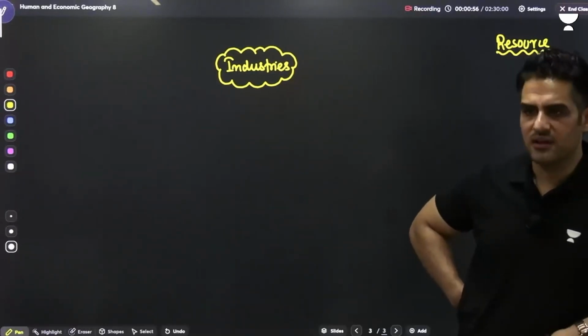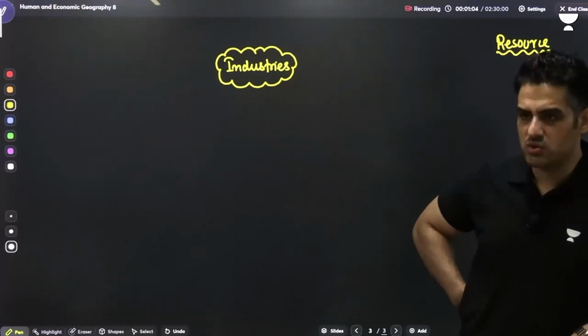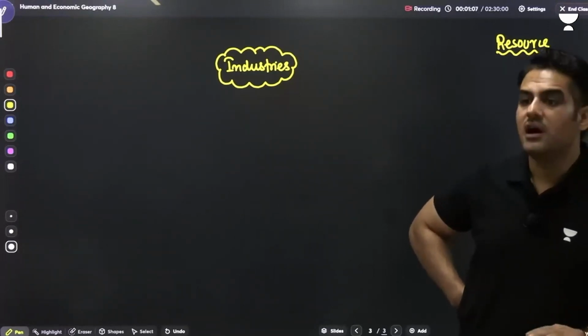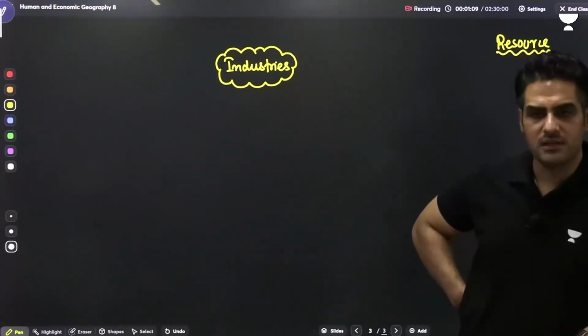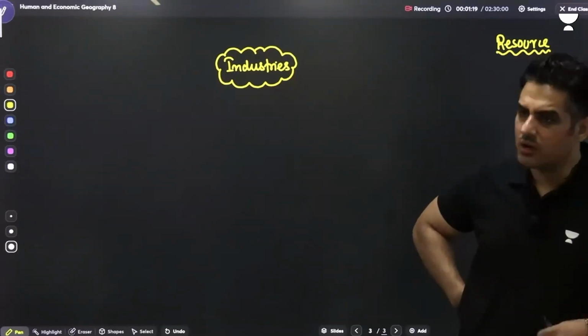Iron and steel industry. Similarly, if you talk about cotton textile, what is required? Raw cotton. After that, coal is required as an energy source. If coal is not available, then hydroelectric power. What else? Processing of this cotton with respect to power loom, hand loom or mill.